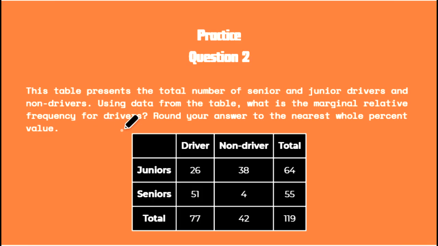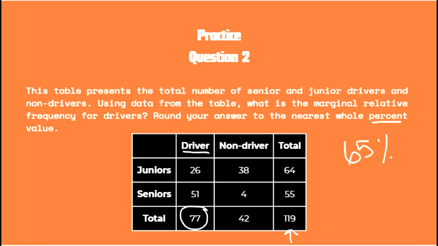Okay, so we want drivers, and we want the marginal relative frequency. Looking at my notes, that says for all frequencies in a row or column. So for drivers, it's right there, but they want our percentage value. So what we're going to do is take 77 and divide it by our total, which is 119. So 77 divided by 119 gives us 0.647. So we're going to round to the nearest percent, right? So it's going to be 65%.